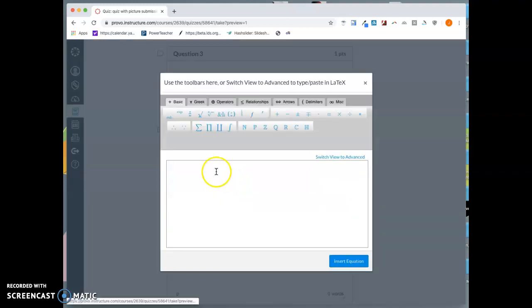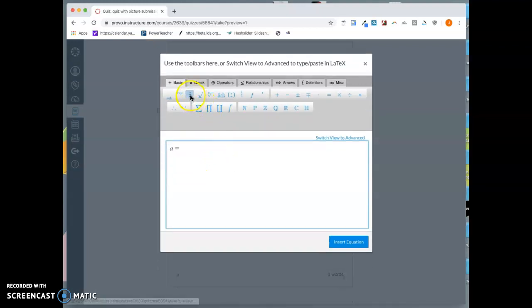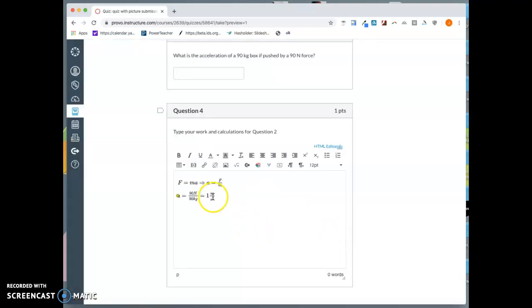So I'm going to come up here and I'm going to insert another equation and I'm going to say that the acceleration equals, and I need a fraction again, my force of 90 newtons divided by my mass of 90 kilograms, which 90 divided by 90 in my calculator tells me it's 1, and newtons and kilograms cancel, so it gives me a fraction of meters per second, and its acceleration, so I need a superscript squared. So there's my work.